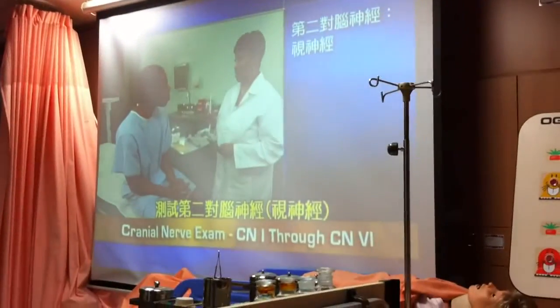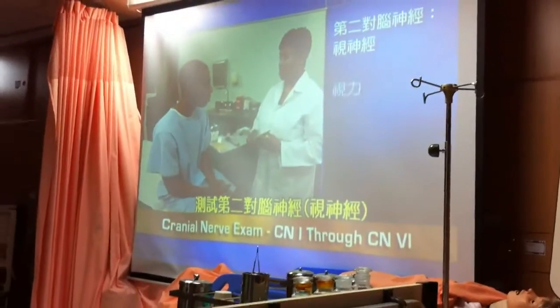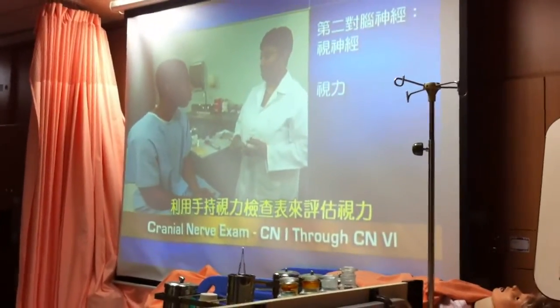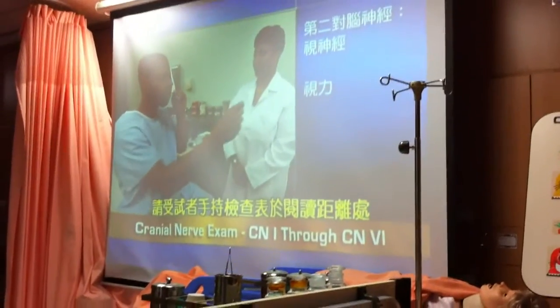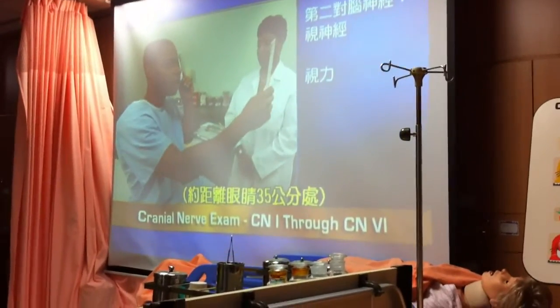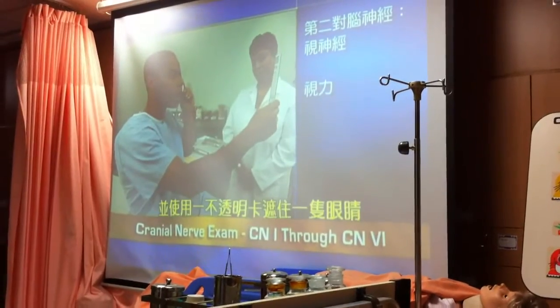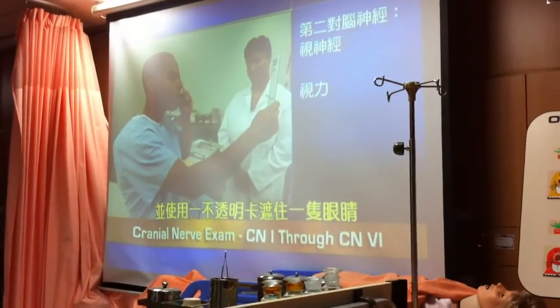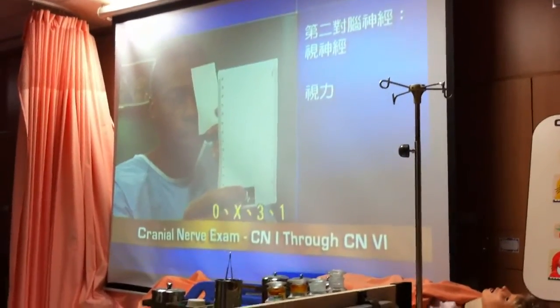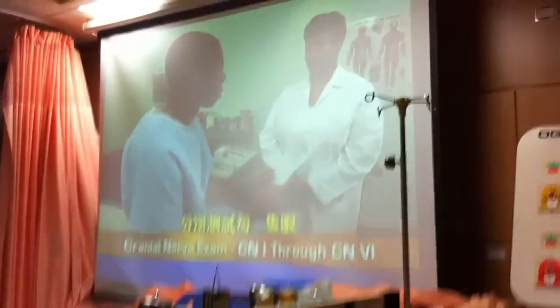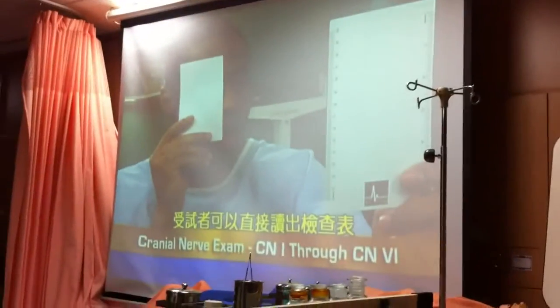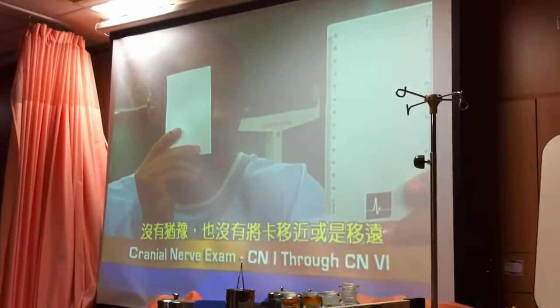Then, to test cranial nerve 2, the optic nerve, assess visual acuity with a handheld vision screener. Have the person hold the screener at reading distance, about 35 centimeters from his eye, and hold an opaque card over one eye. Test each eye separately. Normally, a person can read without hesitancy or moving the card closer or farther away.